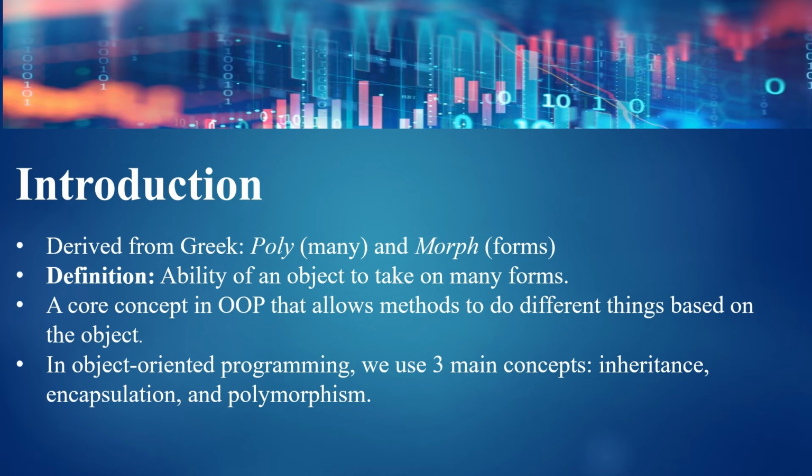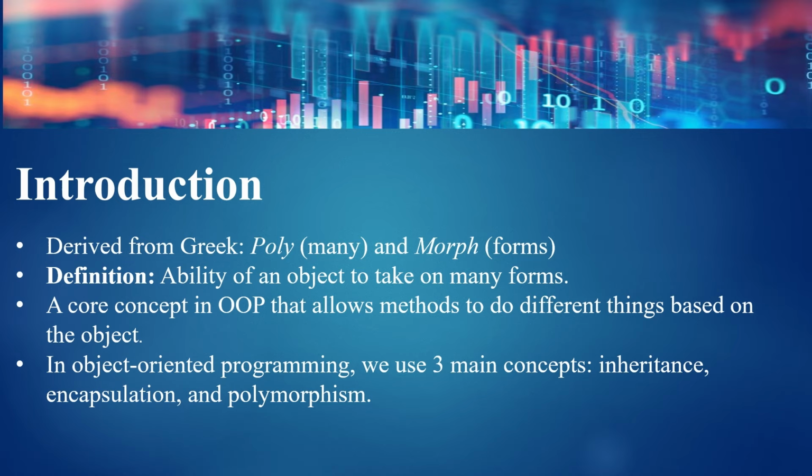So this is one of the core concepts of object-oriented programming that allows methods to be present in more than one form. Like you can have method overloading or method overriding. So these concepts come under polymorphism. So this becomes very important in object-oriented programming.